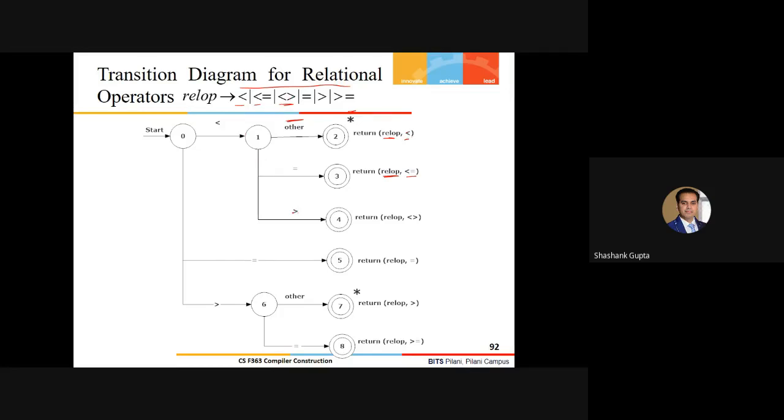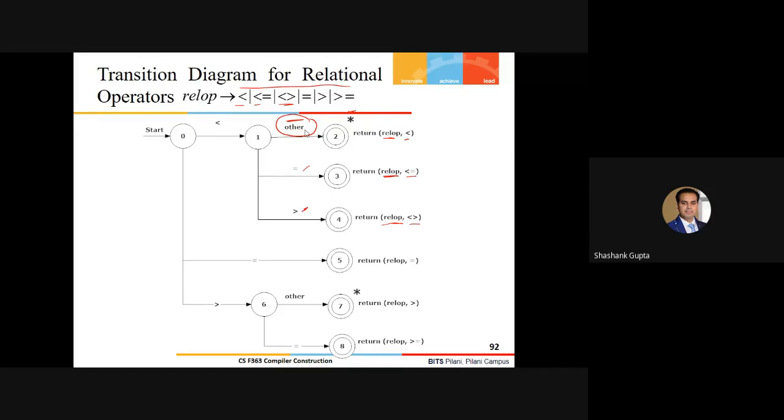For the greater than symbol, again I'm saying return this token with this particular lexeme. Again, we don't have anything else in the specification, so we do not need to consider the other thing here. Now the definition of the other, as soon as this entry has been done, gets changed: any symbol apart from this equal to sign and greater than is now the definition of the other here.